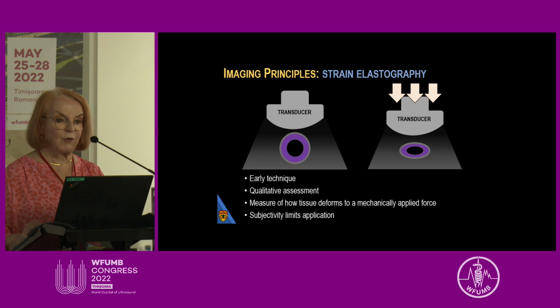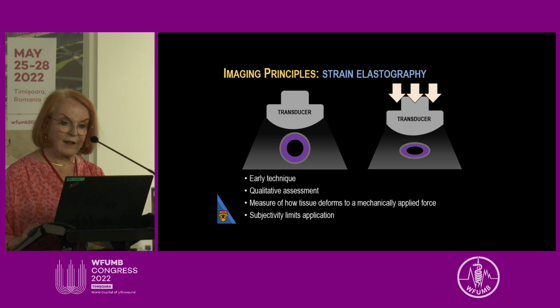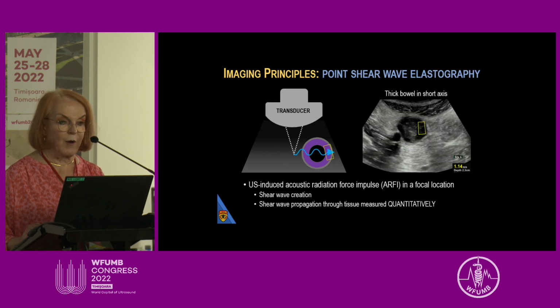We started out looking at strain elastography, an early technique that gives us a qualitative assessment. I'm sure you can imagine it's very difficult to think of how we would go about doing a strain elastogram of the bowel. It measures how tissue deforms to a mechanically applied force, and the subjectivity of the process limits its application, and certainly limits it in the bowel.